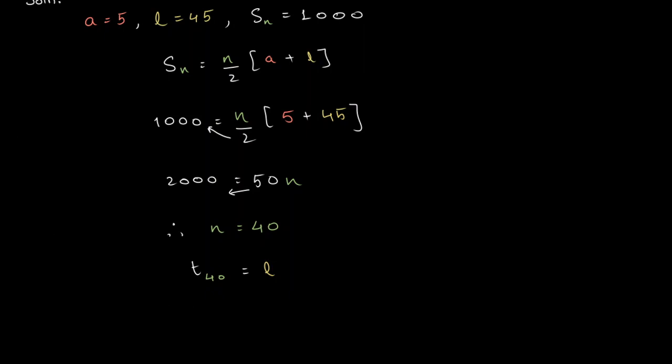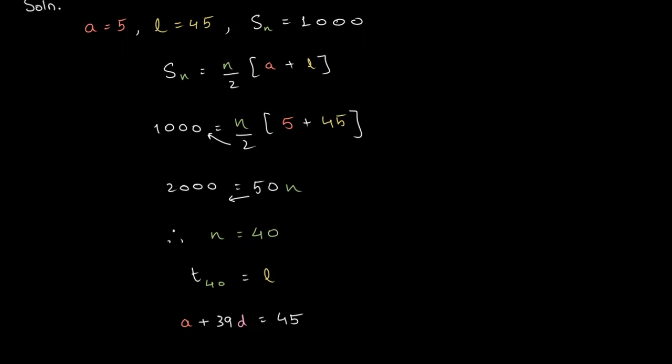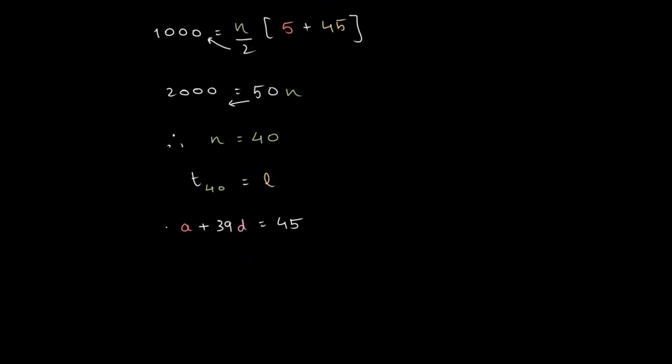So this is nothing but A plus 39D, right? And that is equal to, we have the value of L as 45. So let's just plug in the values for A. Now if I plug in the value of A, that we know is 5, then I have 5 plus 39D equal to 45.